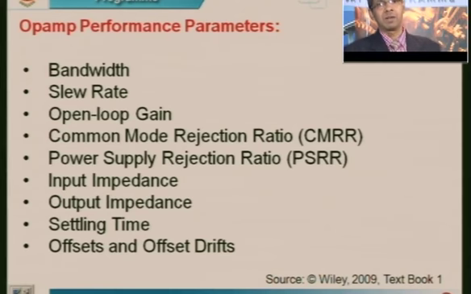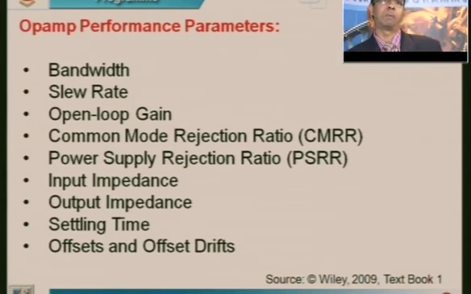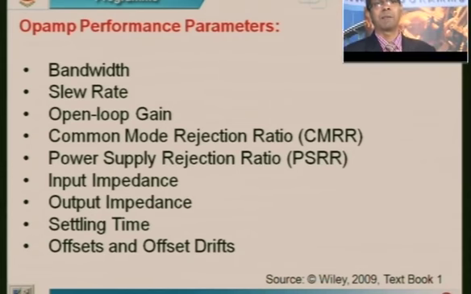Some of the parameters that we have listed here: we're going to start with what is bandwidth, and then we'll go to the slew rate of an op amp, and then the parameter open loop gain, and then two performance parameters called common mode rejection ratio or CMRR in short, and power supply rejection ratio, which is PSRR in short. And then of course the input and output impedances, which you've already seen. Then finally two more parameters which we call settling time and the offset drifts, which are very important when it comes to signal processing. Okay, so let us slowly take these parameters one by one.